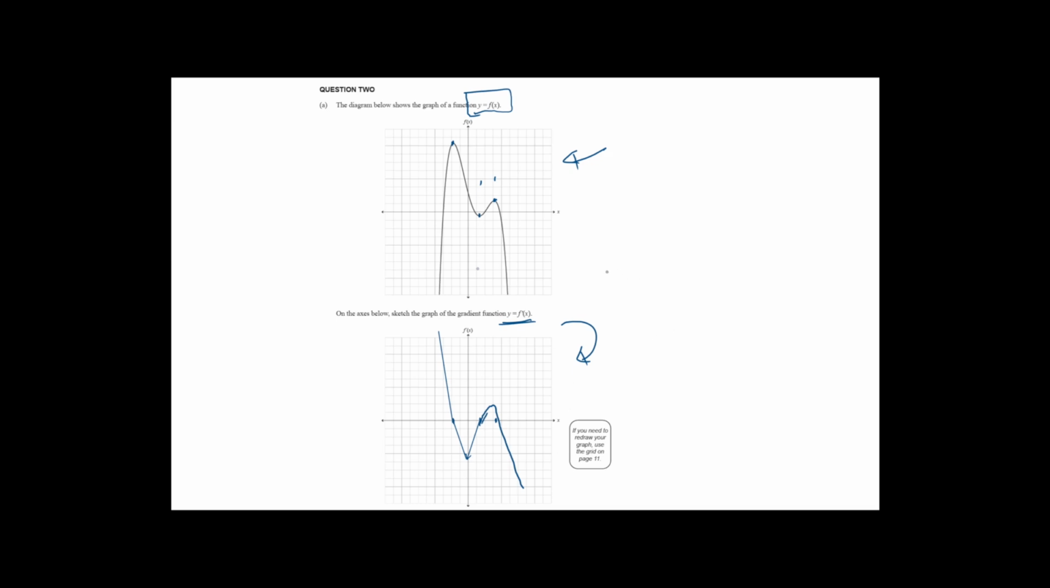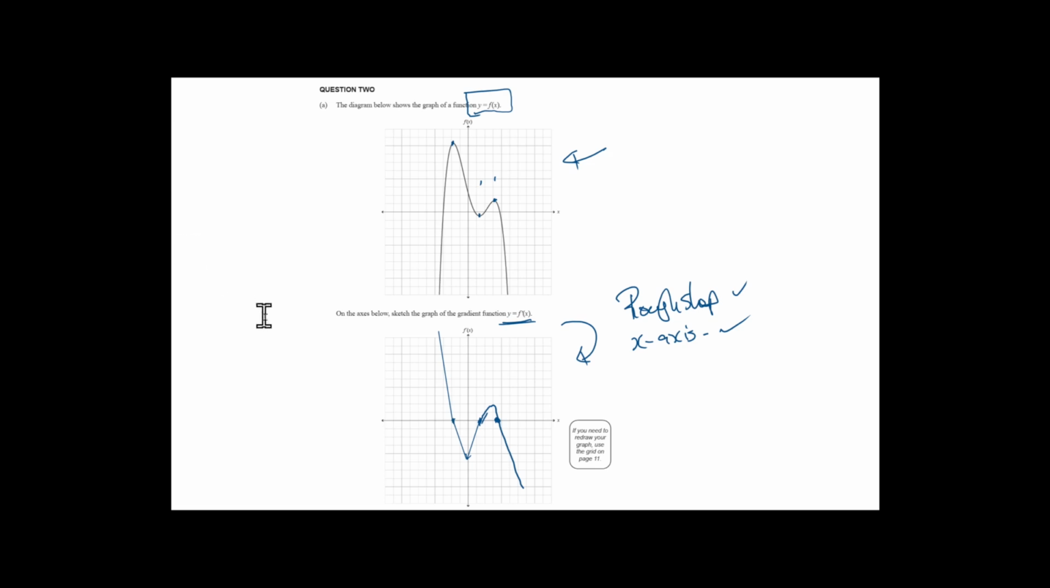So in order to get the marks, you need the rough shape. And it needs to cross the x-axis in the correct place. You need both of those to get the marks.